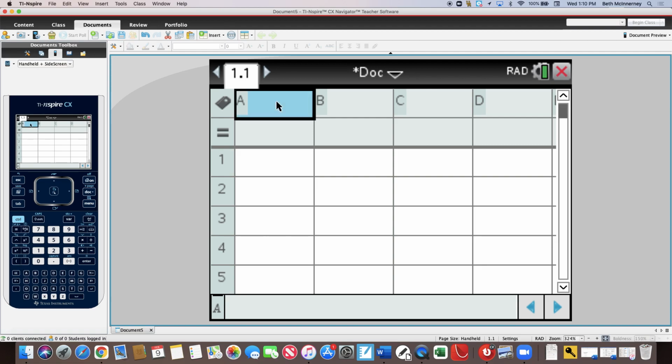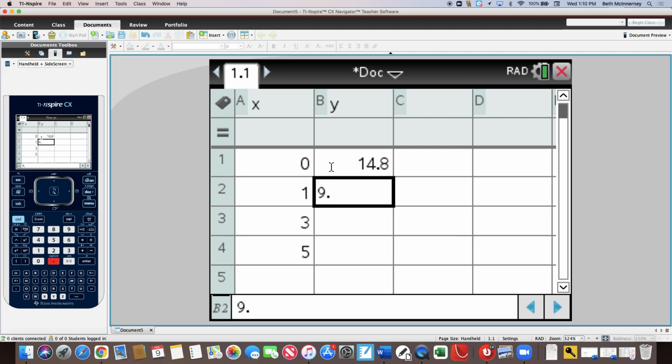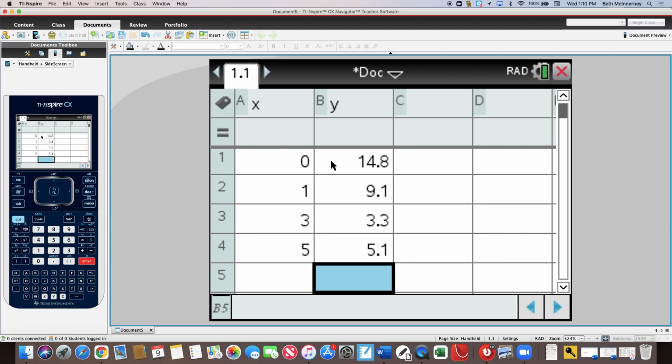Go to the tippy top and call it X and the next column Y. Again, go to the tippy top, call it X, and call it Y. Now we're going to enter the data. Our X column would be 0, 1, 3, 5. My Y column is going to represent the operating costs in thousands, so it's 14.8, 9.1, 3.3, 5.1. Anybody need help?